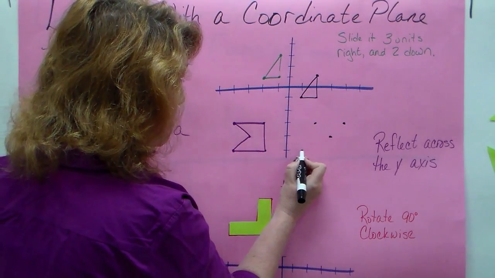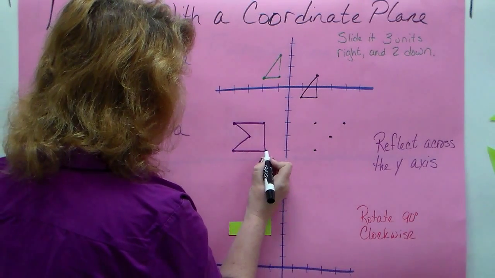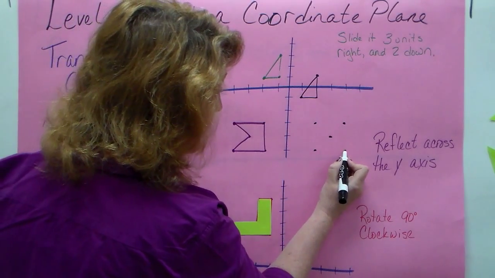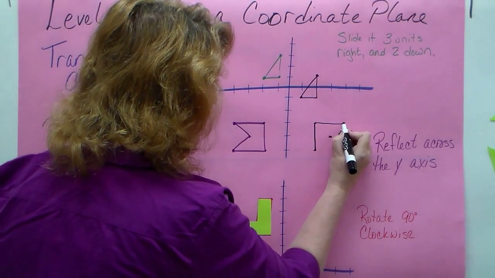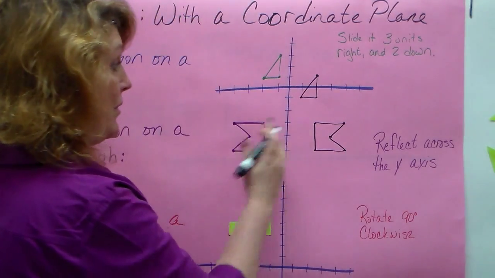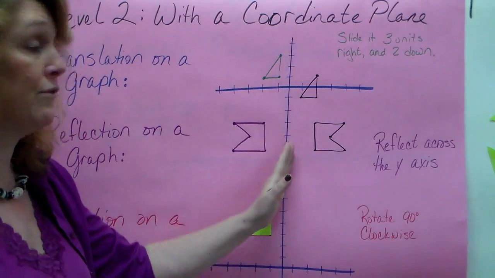1, 2, 1, 2. 1, 2, 3, 4. Now I'm going to draw all of my connecting dot lines, and it should be the same shape reflected and the same distance from your line of reflection.